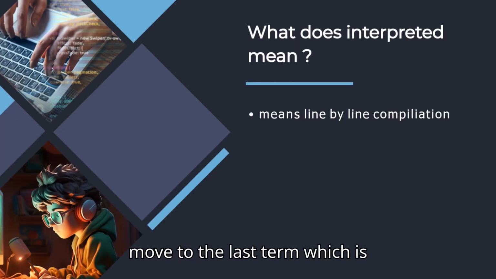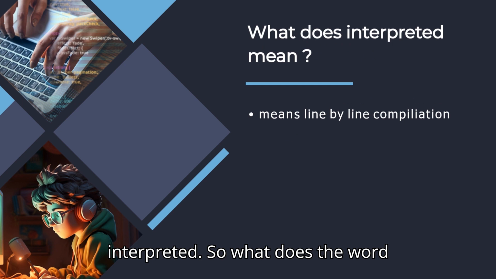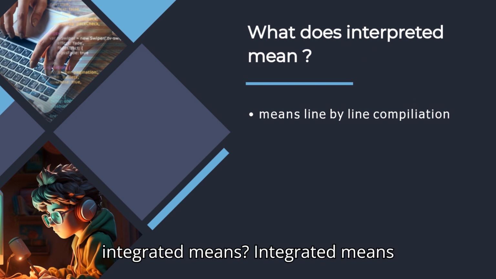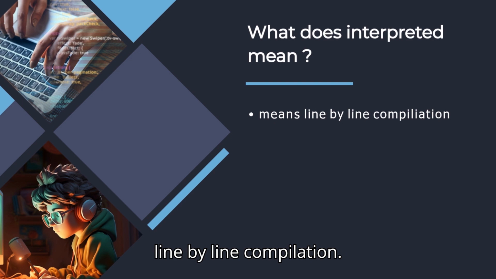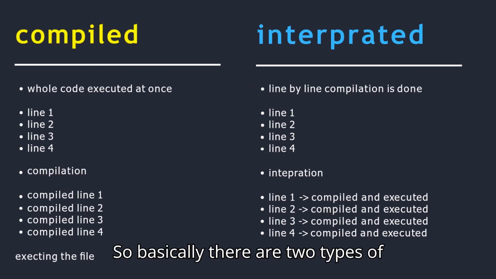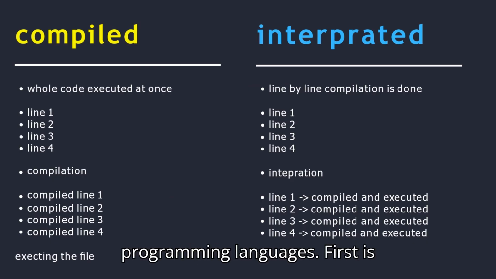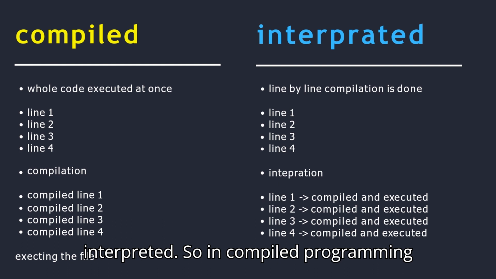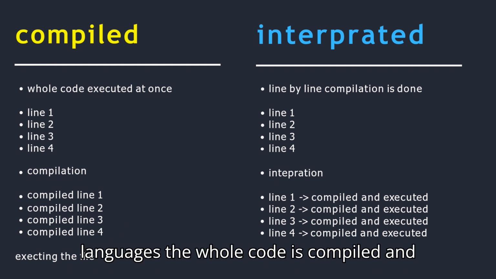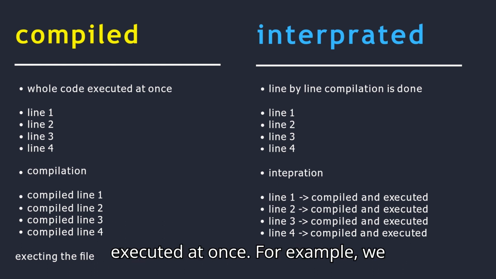So let's move to the last term, which is interpreted. So what does the word interpreted mean? Interpreted means line by line compilation. So basically there are two types of programming languages. First is compiled and the second one is interpreted. So in compiled programming languages, the whole code is compiled and executed at once.